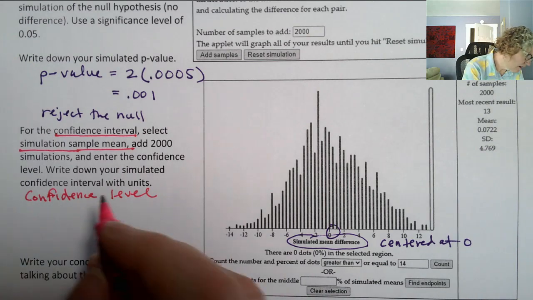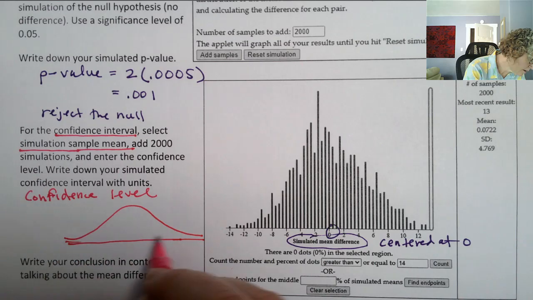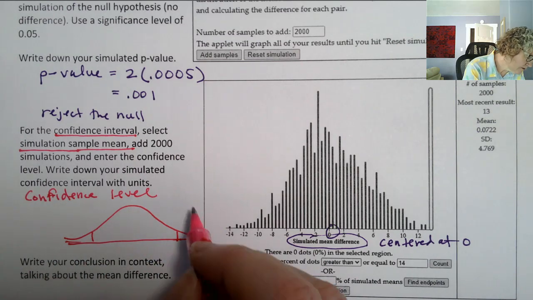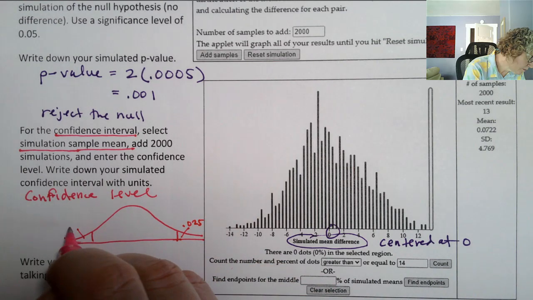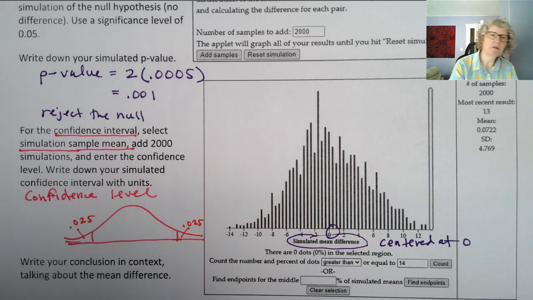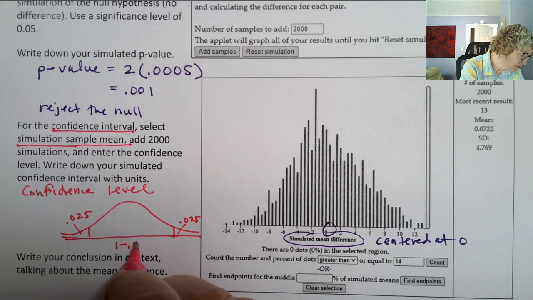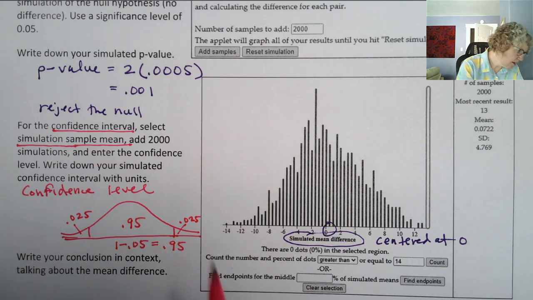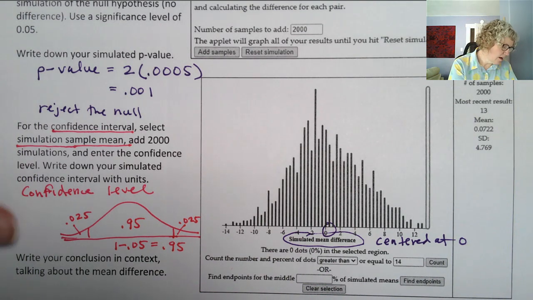I'm going to use this space for a picture, and then, so essentially since both tails add up to 0.05, I'm going to write 0.025, so that's half and half, right? So this would be 1 minus 0.05 in the middle, which is 0.95. Okay, so we need to do a 95% confidence level, and then let's do that, and then we'll write the conclusion down here.